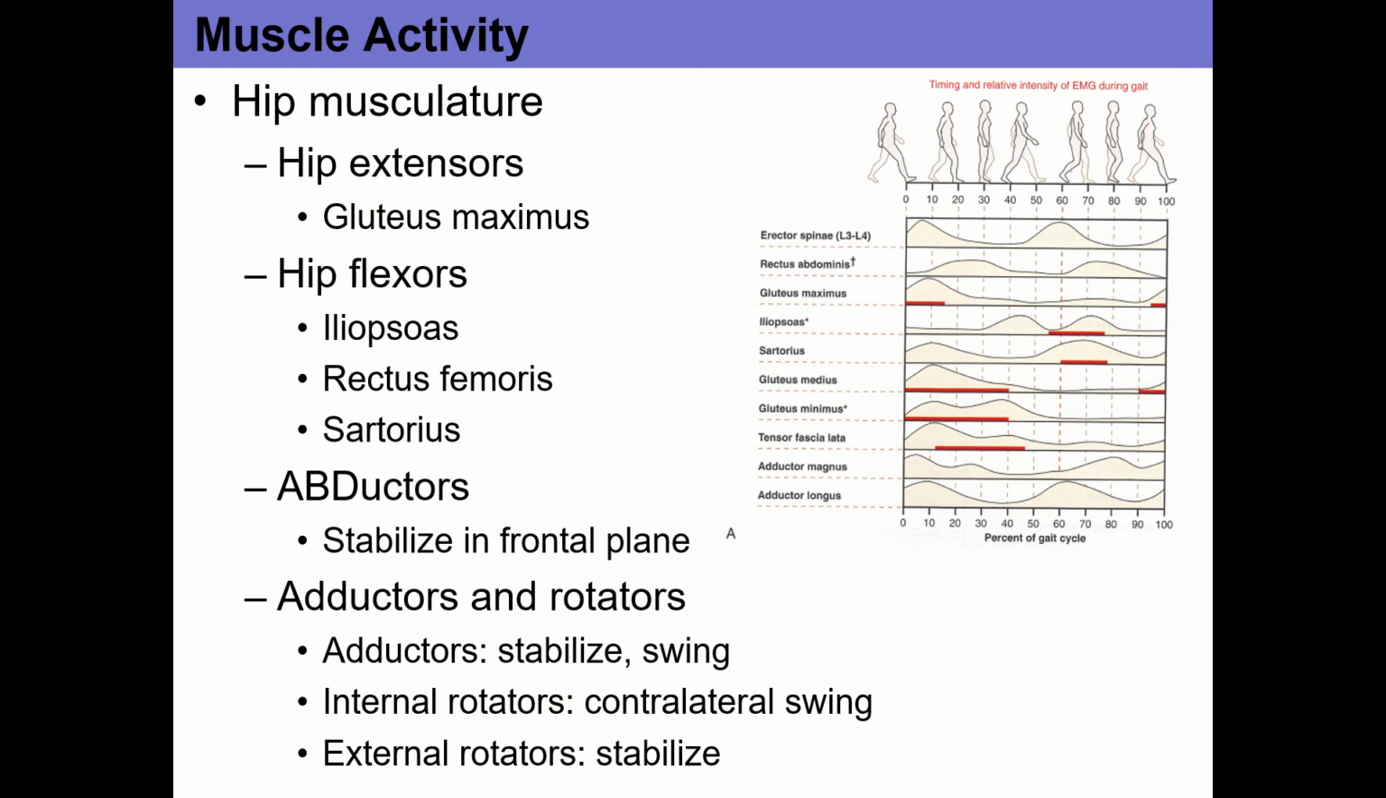The other thing that they do is, particularly adductor magnus, those anterior fibers, and adductor longus are going to be hip flexors, so they're involved in the swing phase, so they help bring the leg through.